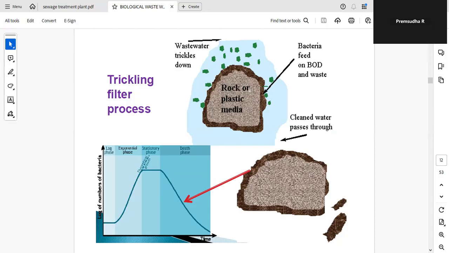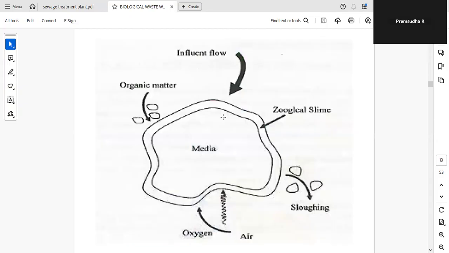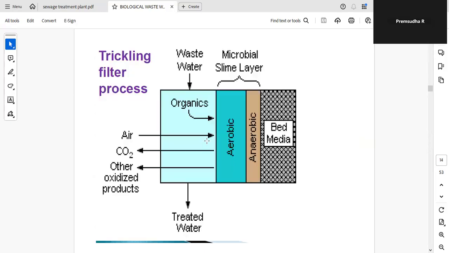So it gets attached on this. Here you can see the attachment of bacteria and the organic matter attached on that media, which is called zoological slime. It forms a slimy biofilm that is called zoological slime. So here you can see the trickling filter process.